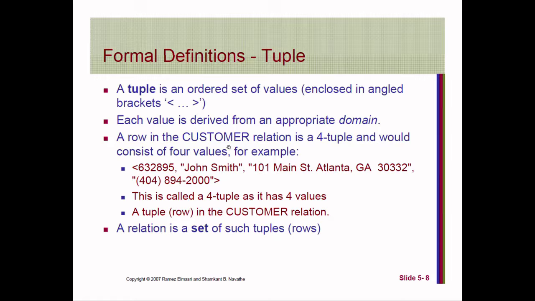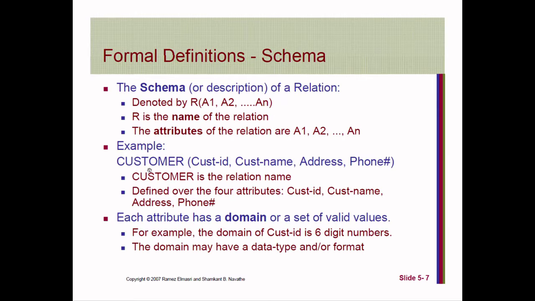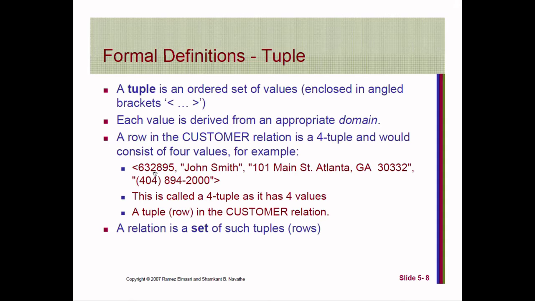So for example, a tuple in the customer relation that we just looked at can look something like this. We have angle brackets, and then 1, 2, 3, 4 values. What do these values represent? Let's go back to the schema. In the schema, we have customer ID, then name, then address, phone number. So the first value is for the customer ID, followed by the name, then address, and then the phone number. So inside the customer relation, we can have a tuple like this with these values for each of the attributes.